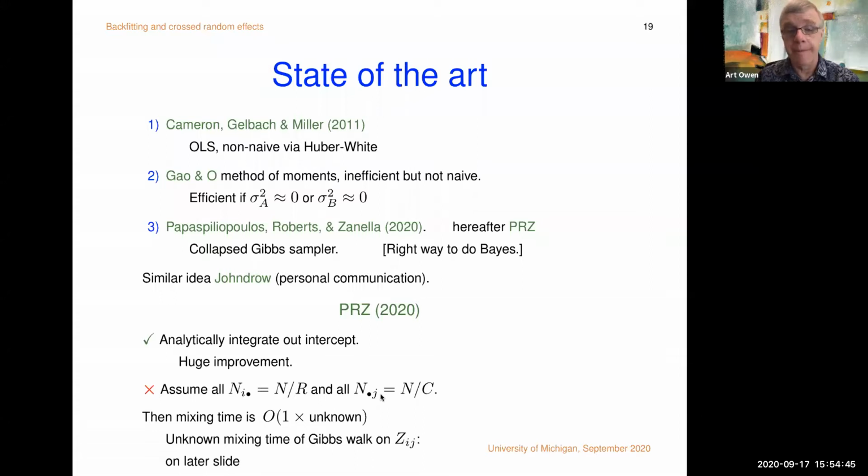So that's not good. Then their mixing time, you have to read the paper quite a few times, but it's little o of 1 times an unknown. And okay, I understand the 1. The unknown is the mixing time of a related Gibbs sampler. And they don't really analyze the mixing time of that related Gibbs sampler, at least not to my satisfaction. I have more about that on a later slide.